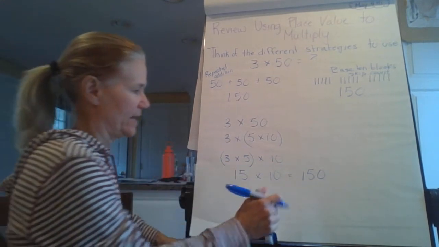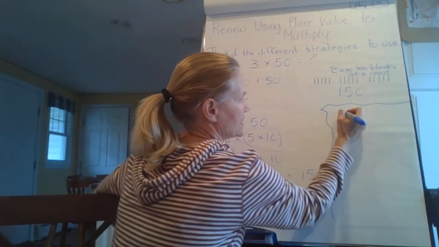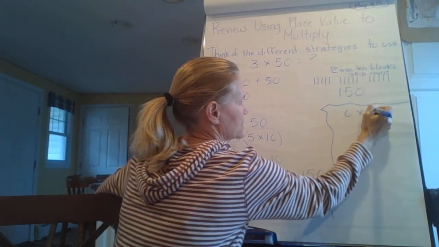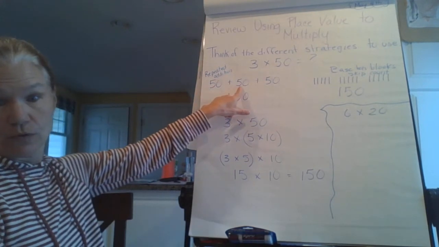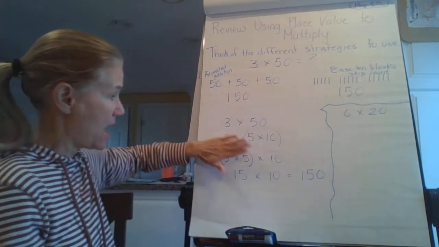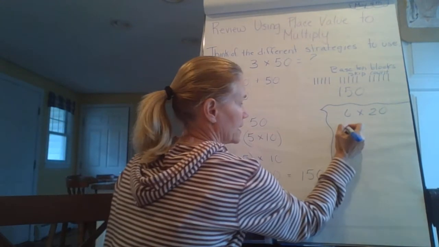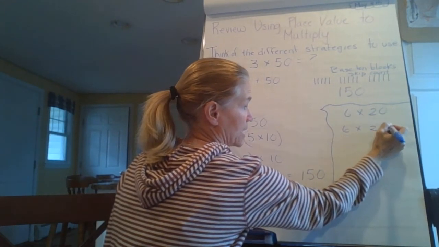We're going to try another one. Ready? We're going to do it over here. What if I say 6 times 20? Now again, you knew the repeated addition. You know you can draw your base 10 blocks. I'm going to focus here. So if I have 6 times 20, it's like saying 6 times 20 is 2 times 10.